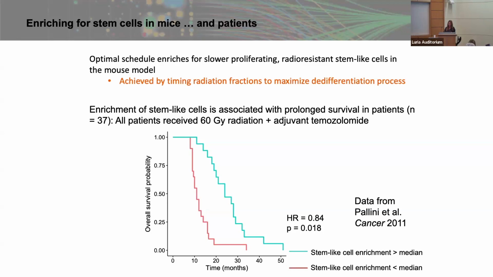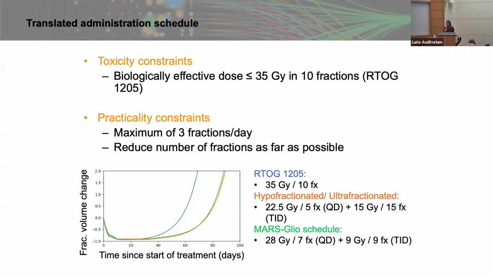But there was an Italian trial where patients were biopsied before and after radiation treatment, and those patients that had more than median enrichment in nestin-positive cells had significantly longer survival than those that had less than median enrichment. So it seems as if this could be a mechanism that could also be at play in humans, but of course many more follow-up investigations need to be implemented.